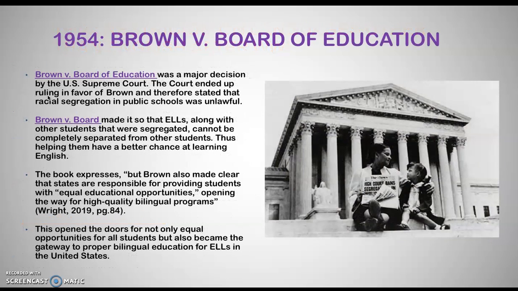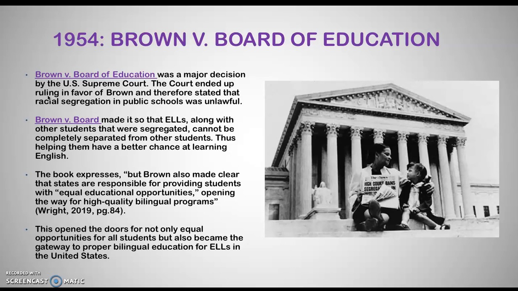We'll go on into the year 1954. This was an important year because Brown v. Board of Education took place. Brown v. Board of Education was a major decision by the U.S. Supreme Court. The court ended up ruling in favor of Brown and therefore stated that racial segregation in public schools was unlawful. Brown v. Board made it so that ELLs, along with other students that were segregated, cannot be completely separated from other students, thus helping them have a better chance at learning English.